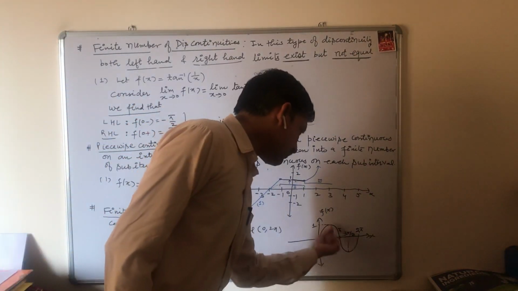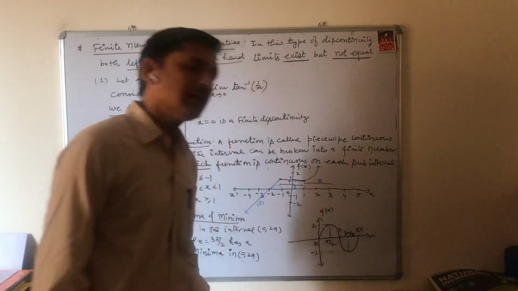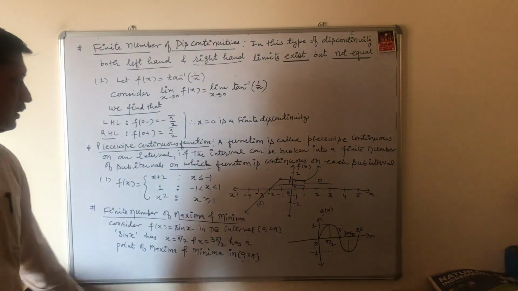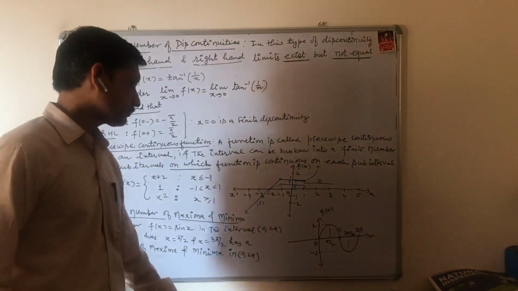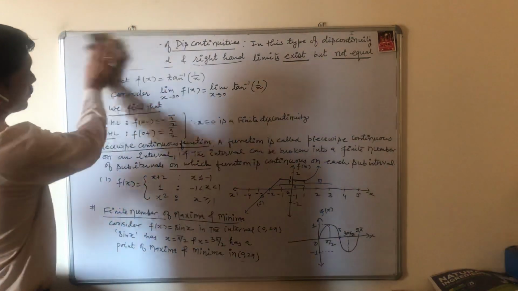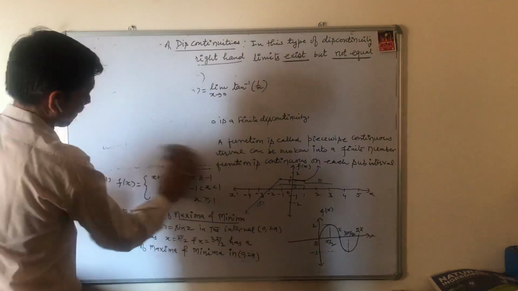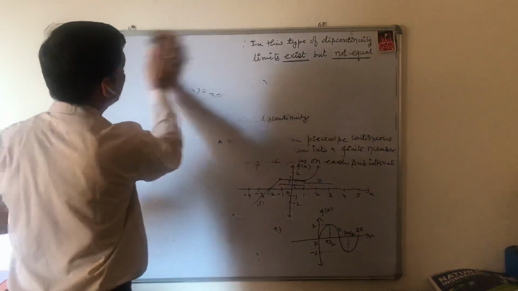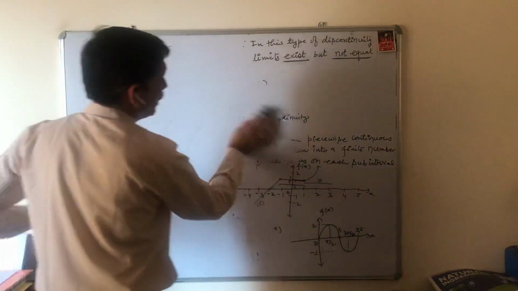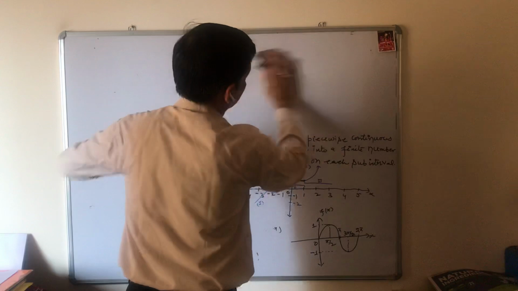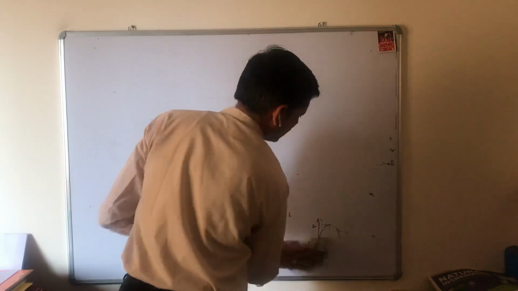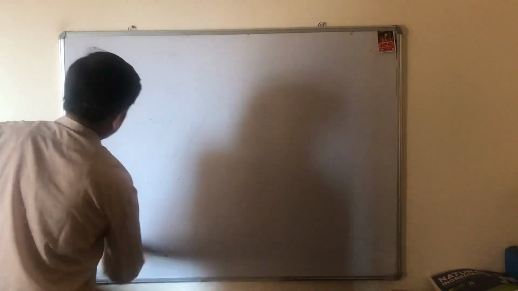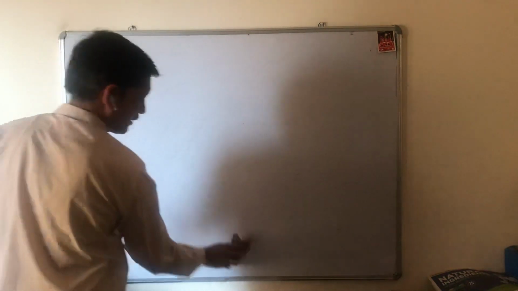The sine function has one point of maxima and one point of minima. That is the meaning of finite number of maxima and minima. Now, the next topic, very important. What is the meaning of even function and odd function? It's a very simple concept which we have discussed in class 12th and first semester level.